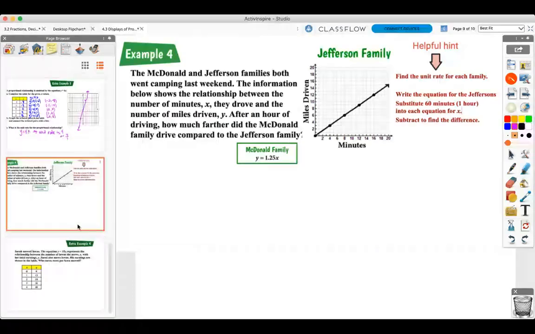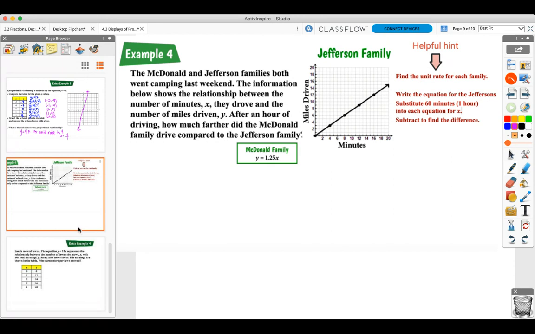Let's do a word problem. The McDonald and Jefferson families both went camping last weekend. The information below shows a relationship between the number of minutes x they drove and the number of miles y driven. After an hour driving, how much further did the McDonald family drive compared to the Jefferson family?